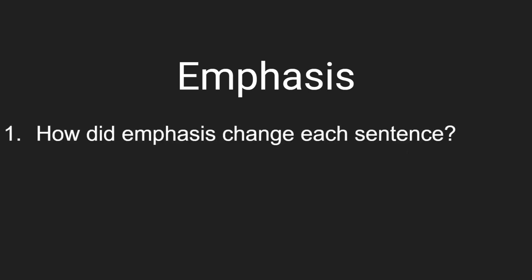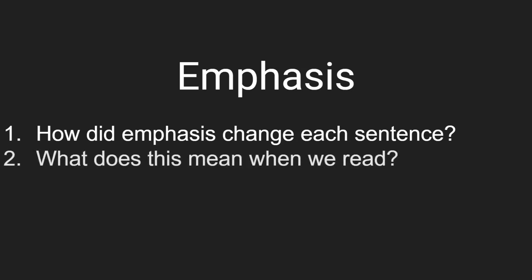Okay, so the first question there is, how did emphasis change each sentence? Now, if you're listening, you'll notice that it did seem to imply different things. Each time the emphasis was used, there was something underneath that tells us there's something else going on, right? We hear this all the time, and it's something we have to be looking for and thinking about when we're reading. So what does it mean when we read? When we read, we may not always have the cues.